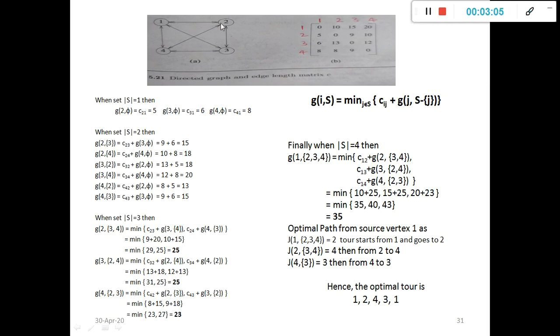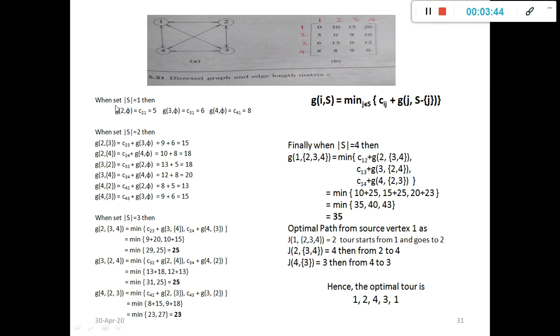The distance from 1 to 2 is given as 10. The length of the edge from 1 to 3 is given as 15. Similarly, from 1 to 4 it is 20. Remember that all the edges are bidirected, so there is a path from 1 to 2 and also a path from 2 to 1. This given table represents the length matrix or cost matrix for the graph. Let us see how to solve the traveling salesperson problem.